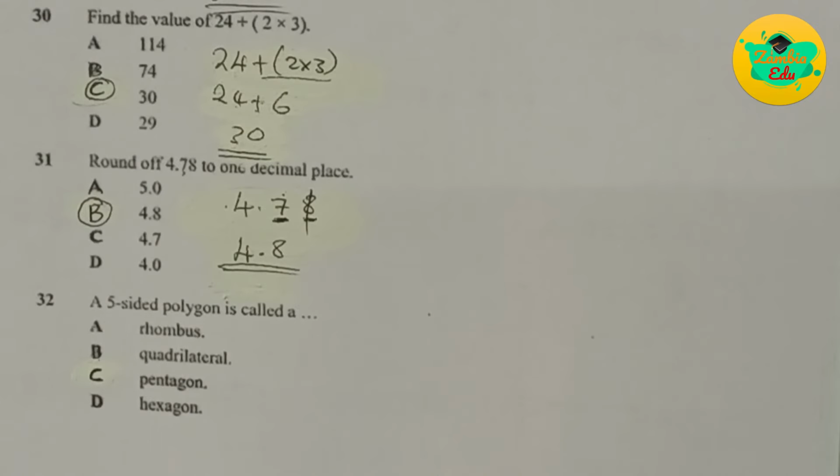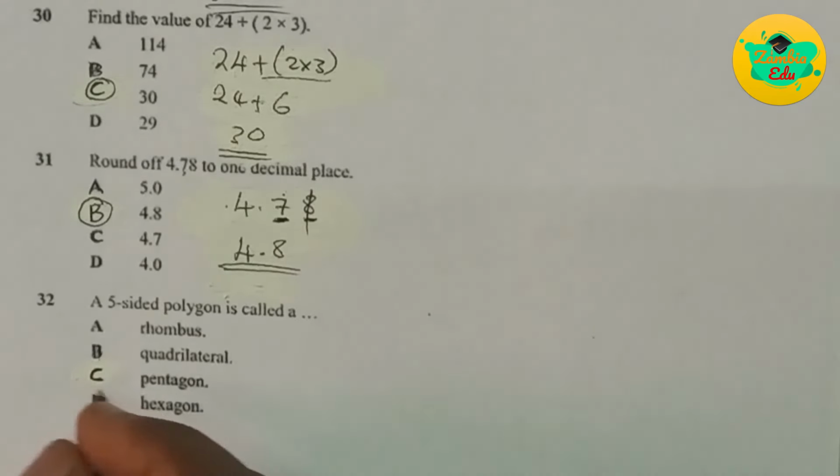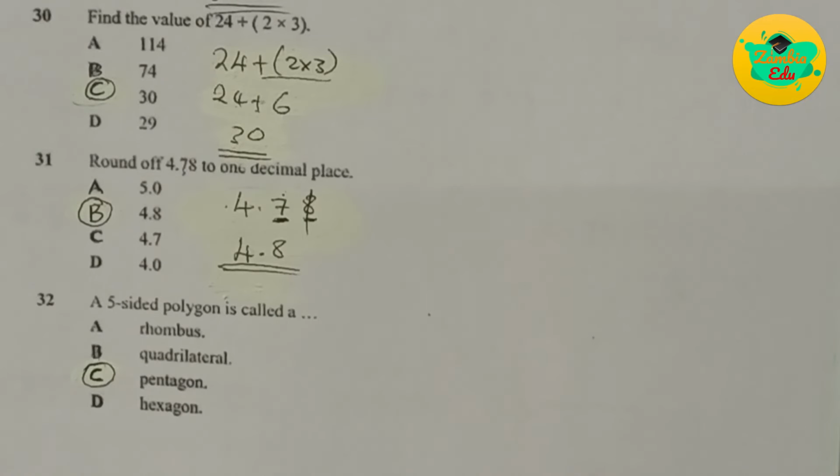We go to question 32. Question 32 says, a 5-sided polygon is called a dash. Any polygon which has 5 sides is called a pentagon. And straight away, that is answer C. That is represented on C. Any polygon which has 5 sides is called a pentagon. Let's quickly go to question 33.